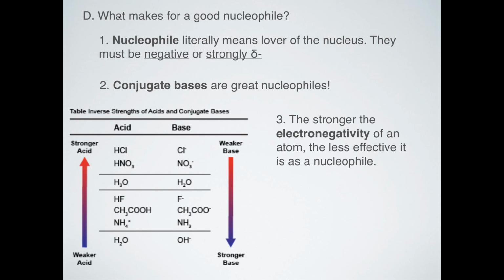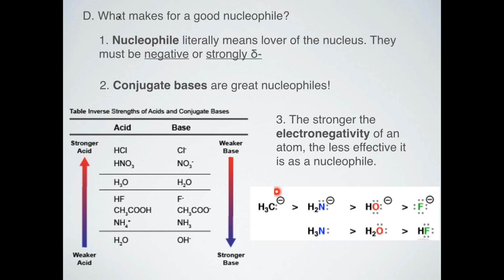The stronger the electronegativity of your nucleophile, the less effective it becomes. So on this list, this is your best conjugate base slash nucleophile. And as you go down here, it gets more electronegative, and so it's going to end up being less effective. Fluoride being the most electronegative thing, it's going to be a weaker nucleophile than this guy at the top. All right, those were the nucleophiles.